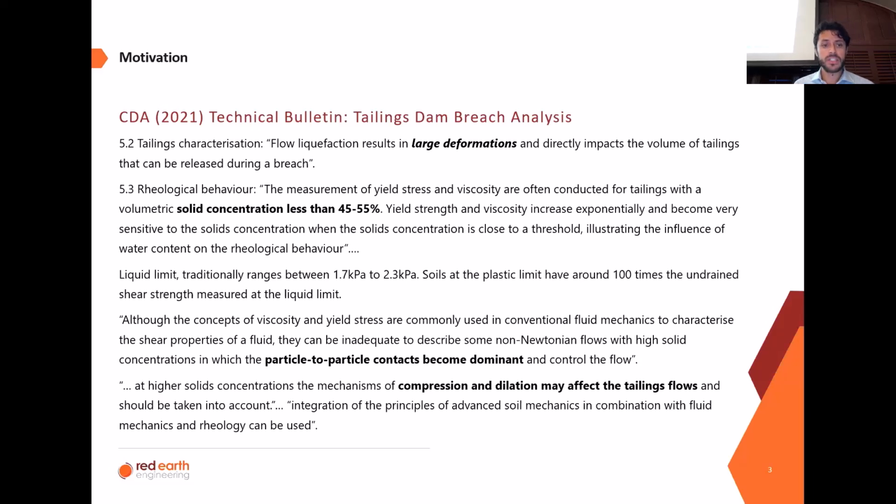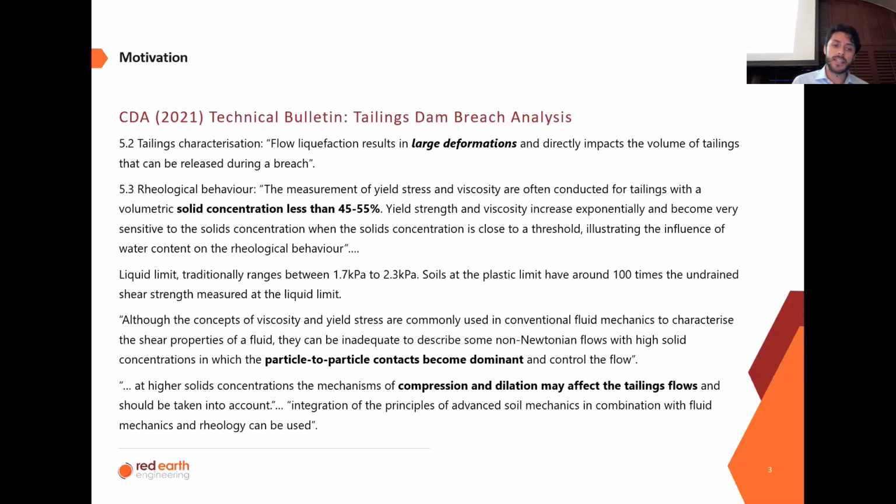So continuing with CDA, they also say, although the concepts of viscosity and yield stress are commonly used in conventional fluid mechanics to characterize the shear profile of a fluid, they can be inadequate to describe some non-Newtonian flows with high solid concentrations in which the particle-to-particle contacts become dominant and control the flow. So I want you to stop again and think, what's the solid concentration of the last tailings dam you worked on, or the tailings dams where you're working now?